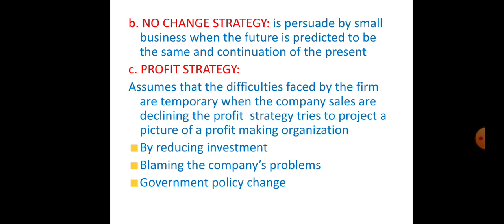And the profit strategy assumes that the difficulties faced by the firm are temporary. When the company's sales are declining, the profit strategy tries to project a picture of a profit making organization, that is by reducing investment, then blaming the company's problems on government policy change. Here it assumes that the difficulties faced by the firm are temporary when the company's sales are declining, and that is where it thinks of a profit strategy.